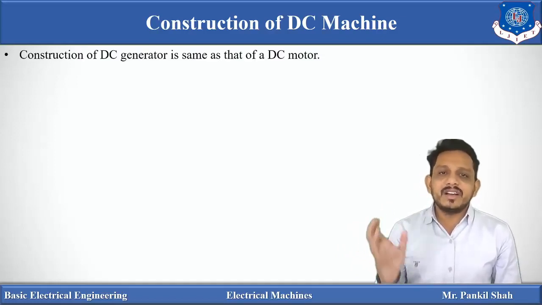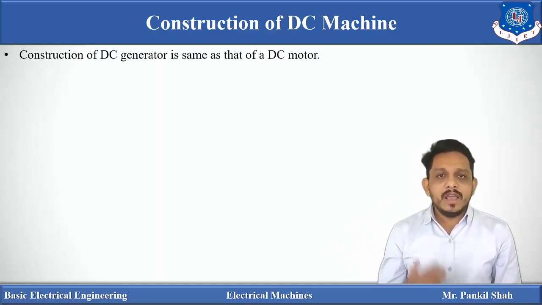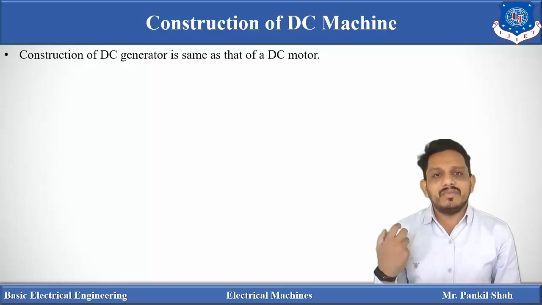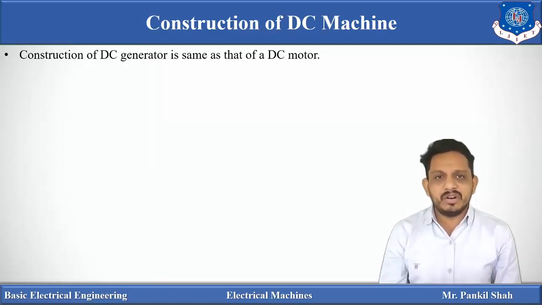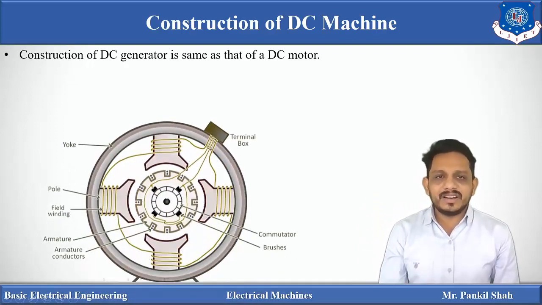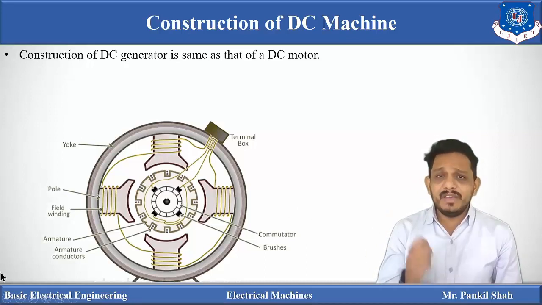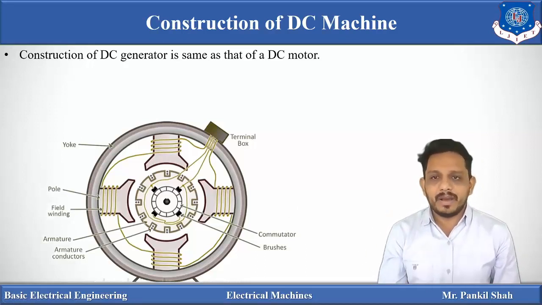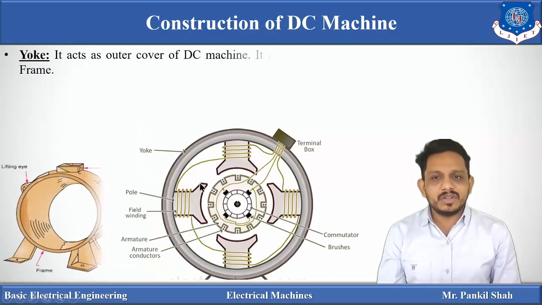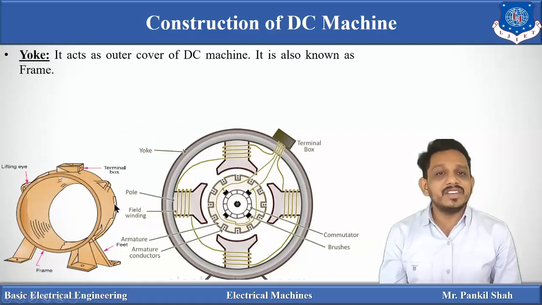Now let's see the construction of a DC machine, because a machine can behave either as a motor or a generator, but its construction is totally the same. So let's see the construction. You can see this diagram here. In this diagram there are many parts shown. I will explain each and every part one by one. This is a constructional figure of a DC machine, and in this machine you can see that the first part is a yoke.